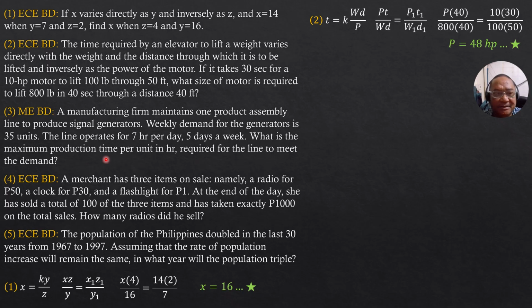So this is a matter of equating units, consistent units. The weekly demand is 35 units per week, and we equate that to the number of units produced per hour times 7 hours per day and times 5 days a week, and that will be consistent units per week.